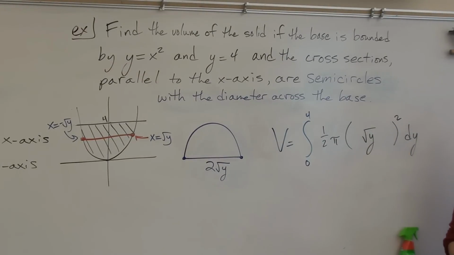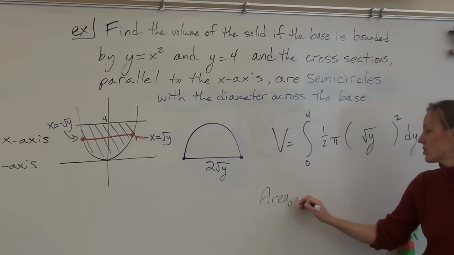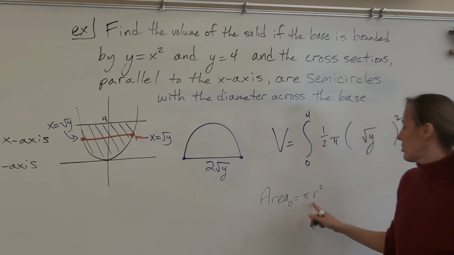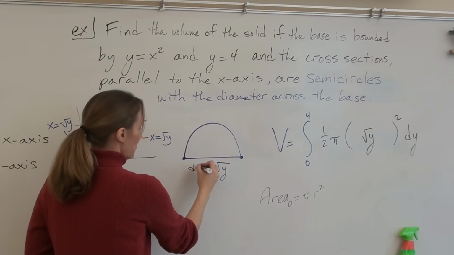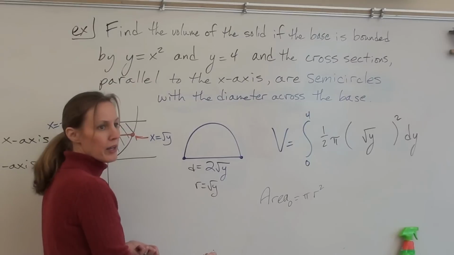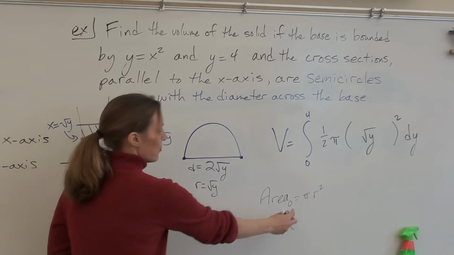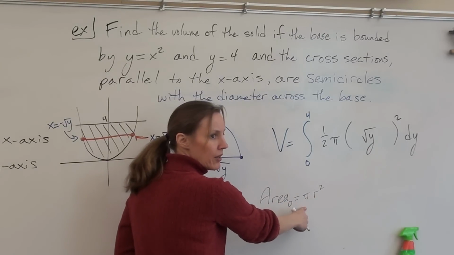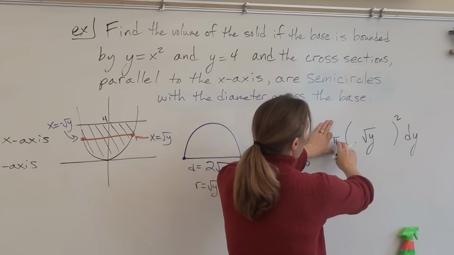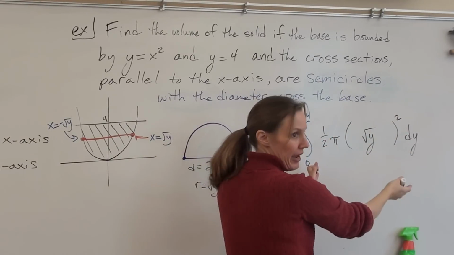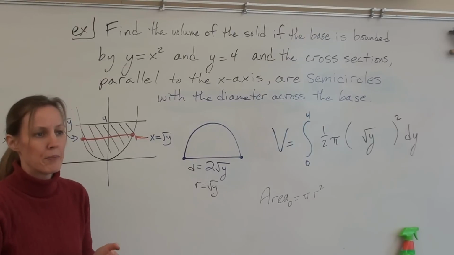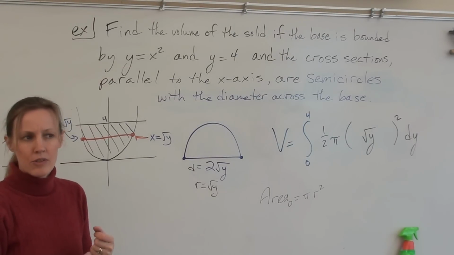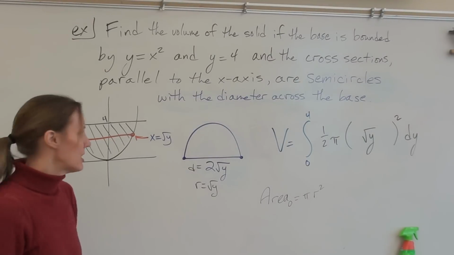Could you get rid of the roots and square? Absolutely. Does that make sense? Why is only this squared? Because your formula for area of a circle is pi r squared, not pi r. So it's just the radius that's squared, and this is a diameter, so our radius is root y. If it was a whole circle, it'd be pi root y squared. It's a half circle, so you just take whatever you get times a half. So you don't square the half, you don't square the pi. Do you understand that? Any other questions? All right, let's turn it sideways.